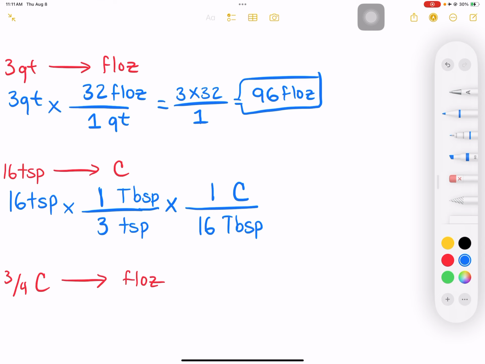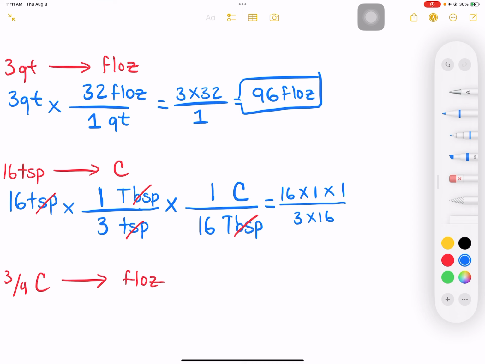Now I can go ahead and do the math, because teaspoons cancel, tablespoons cancel, so they serve the purpose of being the bridge, and I end up in cups, which is my desired unit. Let's go ahead and do the math. This math looks like 16 times 1 times 1 divided by 3 times 16 on the bottom.